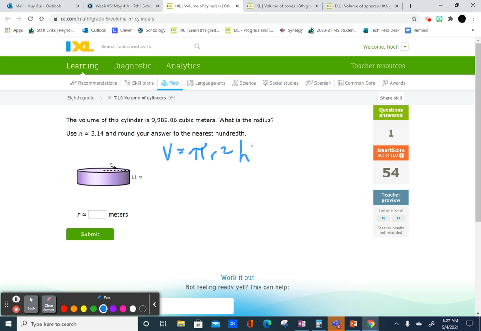Let's plug in the numbers that we do know. We know volume is 9982.06. So volume equals pi, 3.14, and we're looking for the radius, so radius squared. And what else do we know? Oh, the height. I was like, we need at least one more number. The height is 11. I didn't see it in the problem because the height is all the way over here in the diagram. Otherwise we can't solve it.